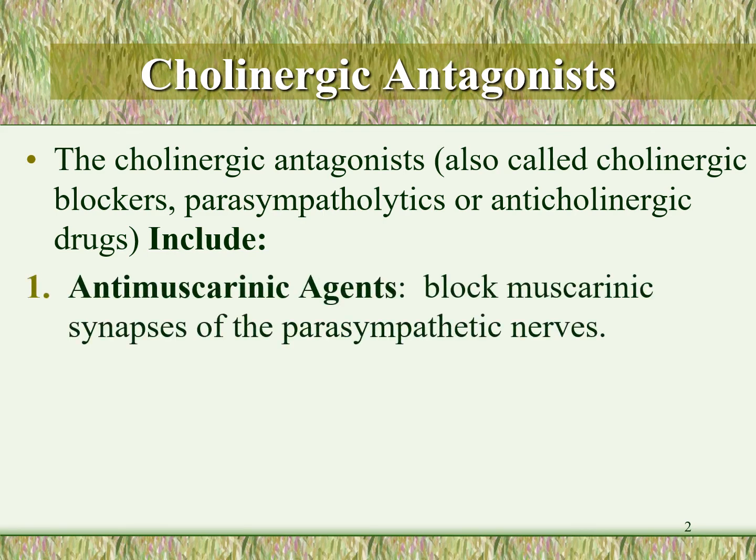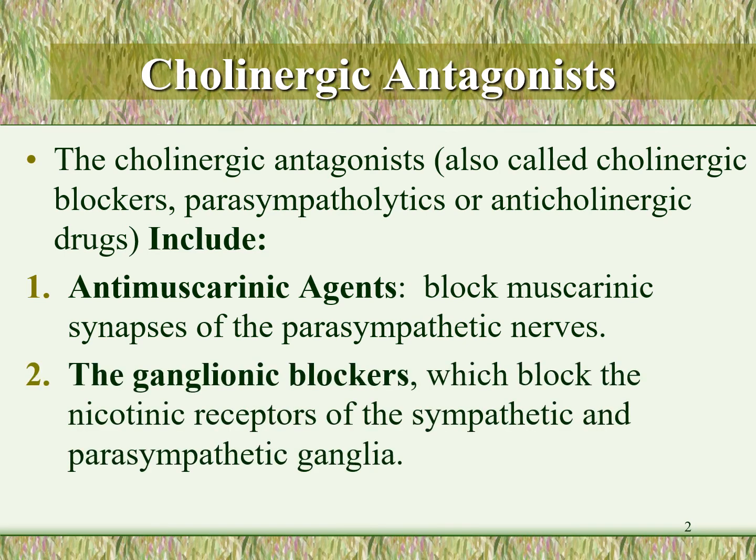These include antimuscarinic agents that selectively block the muscarinic receptors, such as atropine, hyoscine, which is also called scopolamine, cyclopentolate, tropicamide, clidinium bromide, a lot of drugs. They selectively block the muscarinic receptors at both synapses, because muscarinic receptors occur both at the ganglionic fiber and at the effector organs, either sweat glands, smooth muscles, or cardiac muscles. They block muscarinic synapses of the parasympathetic nerves.